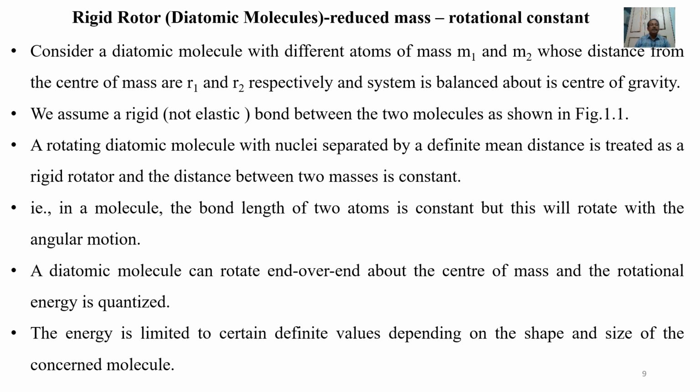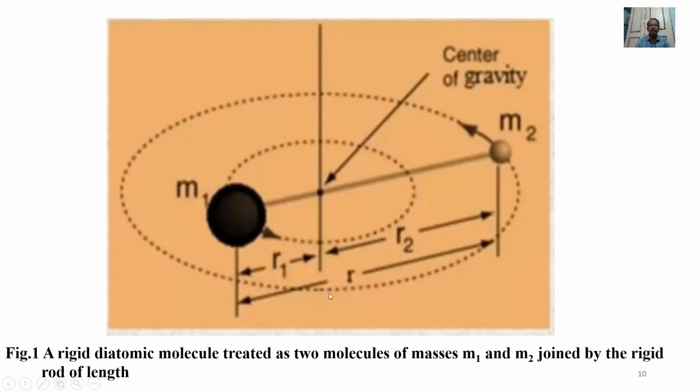Consider a diatomic molecule with different atoms of mass M1 and M2, whose distances from the center of mass are R1 and R2 respectively, and the system is balanced about its center of gravity. So this is as shown in the figure. So we have different masses M1 and M2. There are two atoms, and the distance between the two atoms is R, and the center of mass is here somewhere.